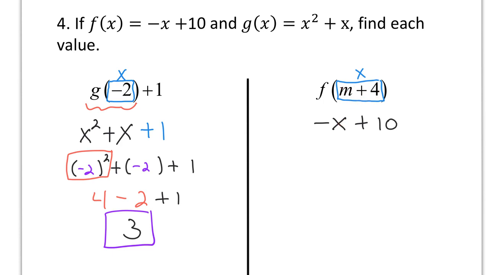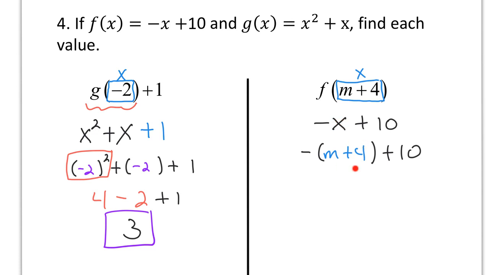I know it's weird because we have an m and I'm telling you guys that's your x, but all of that is your input. So you're going to input into the x. I'm going to bring down the negative. Here's the parentheses. I'm going to bring down the 10 right here. And I'm going to substitute m plus 4. So one more time. You guys have your input m plus 4 into the x.